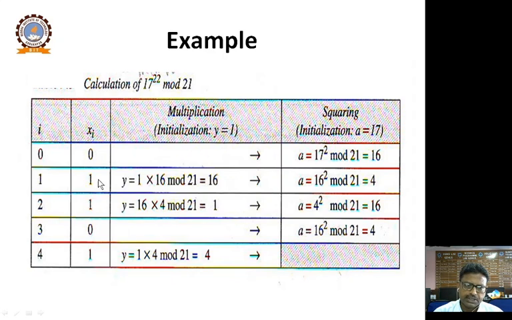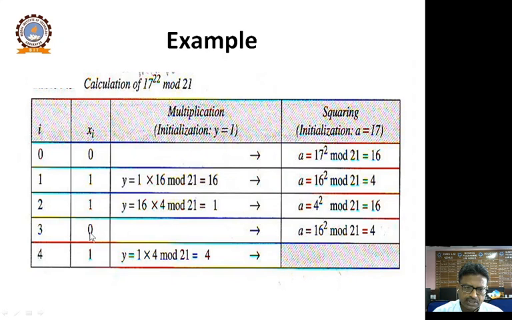Now the third iteration, x is again 1. So we will do the multiplication. Multiplication of what? Previous value of y, that is 16, new value of a, that is 4, and then mod 21, that is coming 1. Again, squaring is being done. A is equal to 4 square mod 21, that is equal to 16.